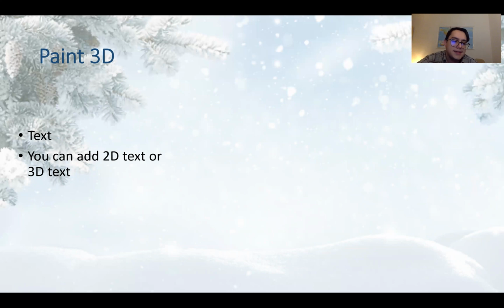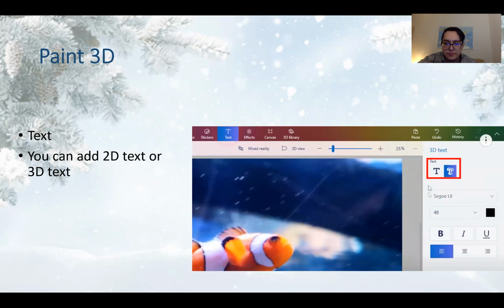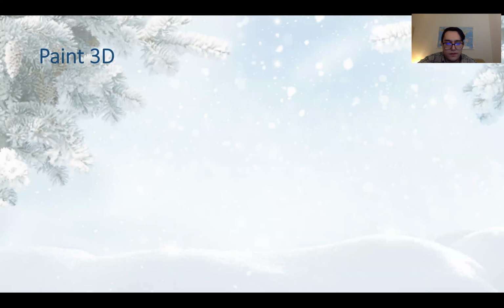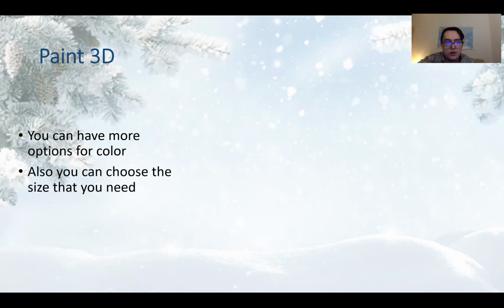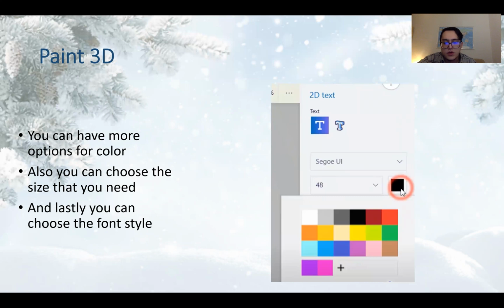Also, you can add text to your drawing. You can add 2D text or 3D text. You can have more options for color. Also, you can choose the size that you need. And lastly, you can choose the font style. Here you can choose the style in the first one. You can choose the size, the color, and the 2D or 3D up here.